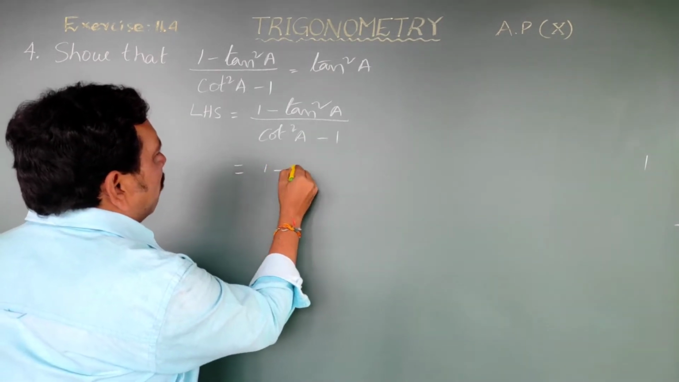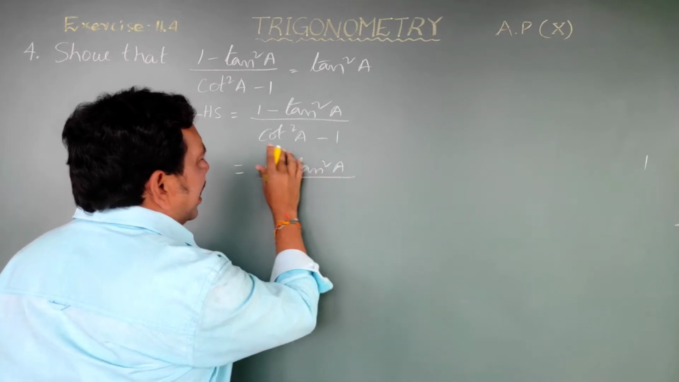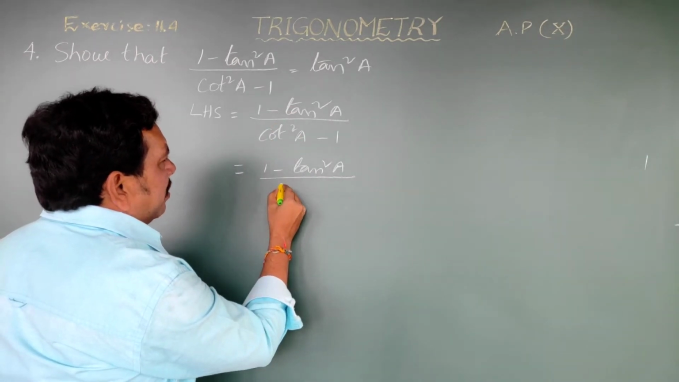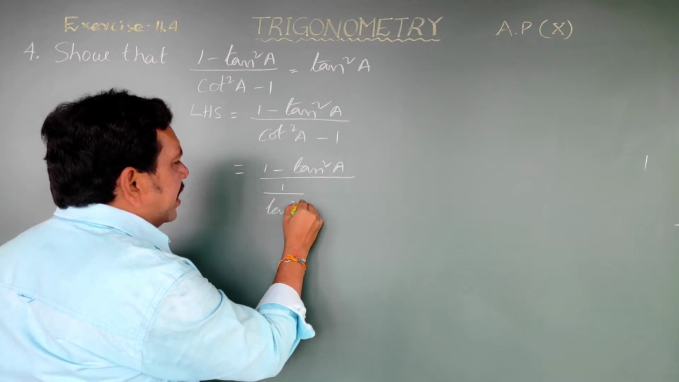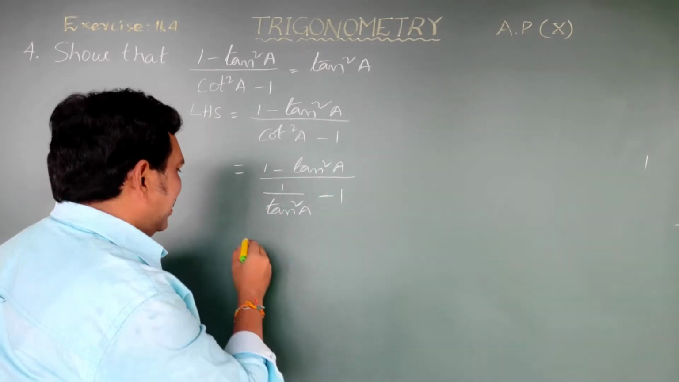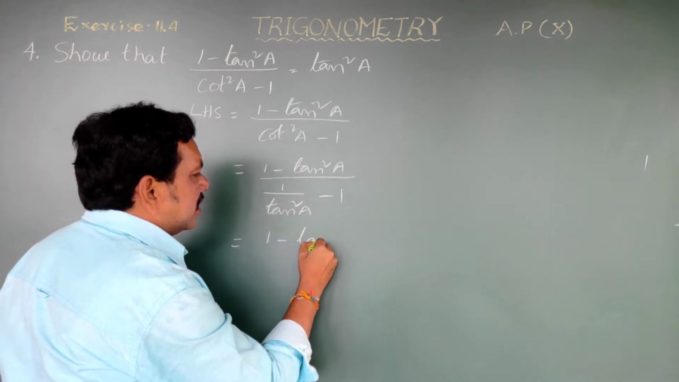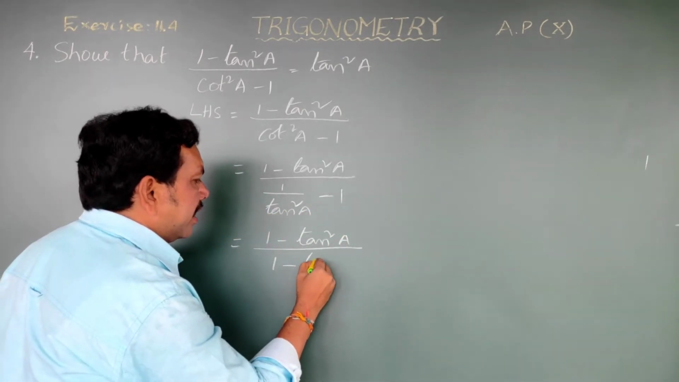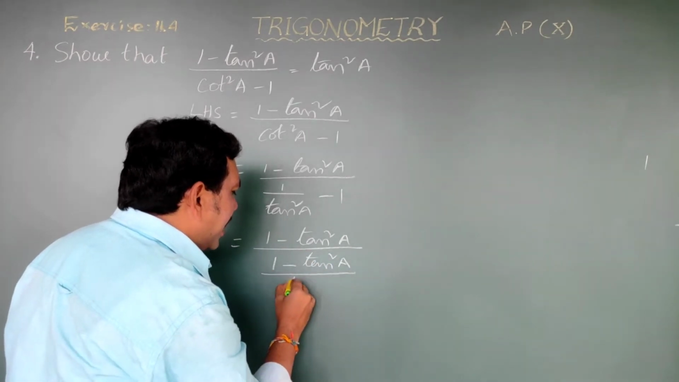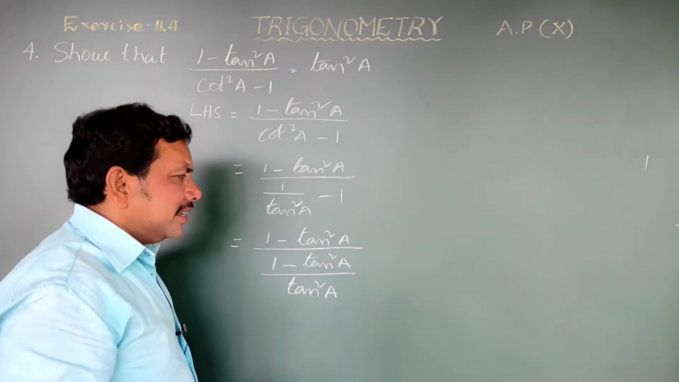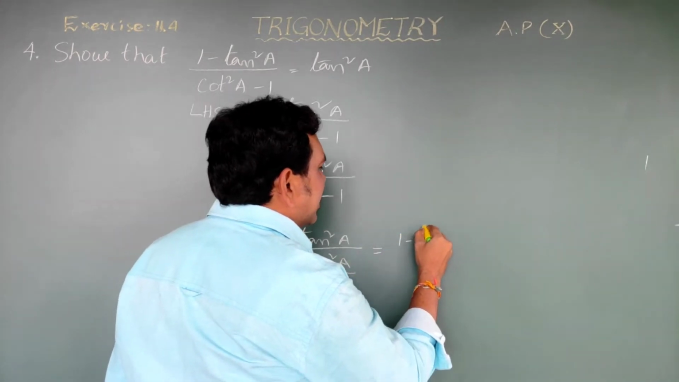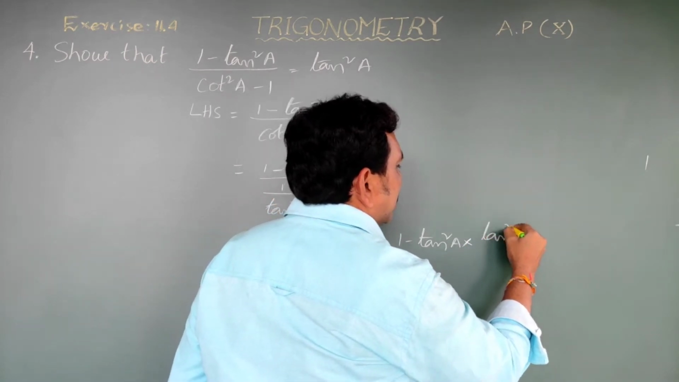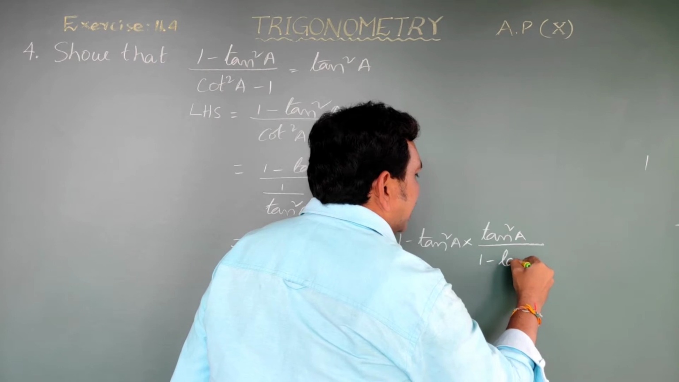That is equal to (1 minus tan square A) by cot square A. How can you write? Yes, this is the reciprocal of tan square, no? That's why this also can be written as 1 by tan square A minus 1. Numerator is 1 minus tan square A, and here this is 1 minus tan square A by tan square A. So that is equal to (1 minus tan square A) into tan square A by (1 minus tan square A).